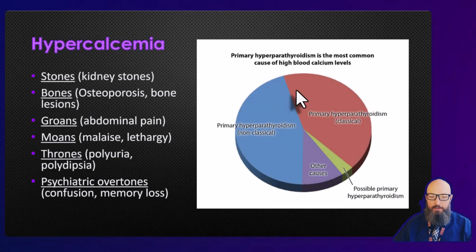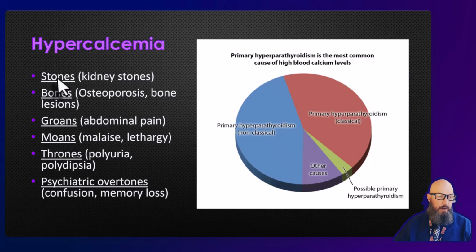All right, this little graph shows causes of hypercalcemia. By and large, it's caused by hyperparathyroidism, whether primary, classical, or non-classical, and that's probably 85 to 90%. Then you see this little sliver here that may also be hyperparathyroidism. So the largest cause of hypercalcemia, high calcium in the blood, is hyperparathyroidism.